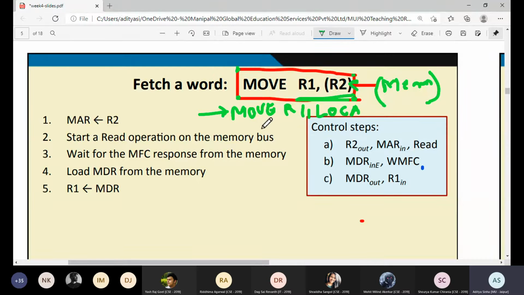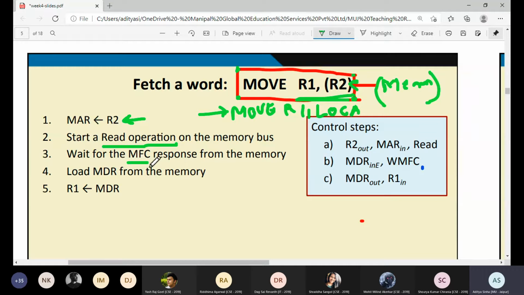In this, the content of R2, where the address in R2 is pointing towards, has to be updated into R1. So the data path will look something like this. That address will be updated into MAR from R2. Start a read operation by issuing a control signal from the control unit to the memory.